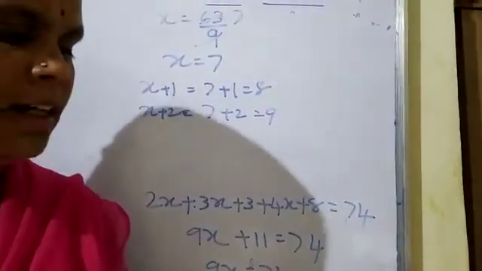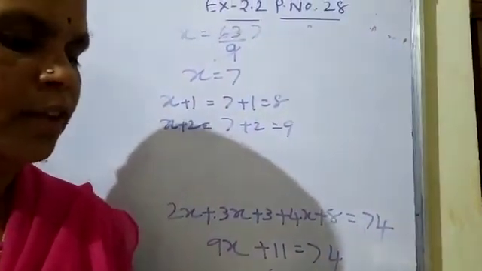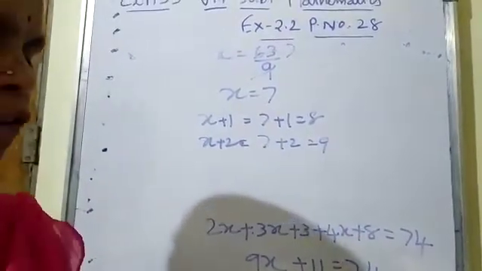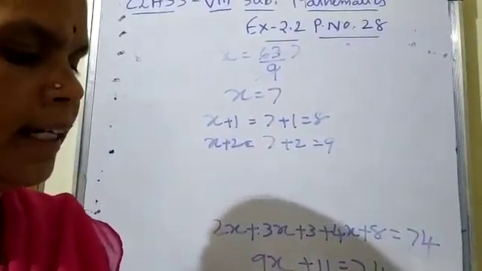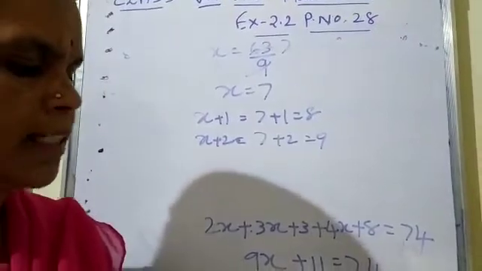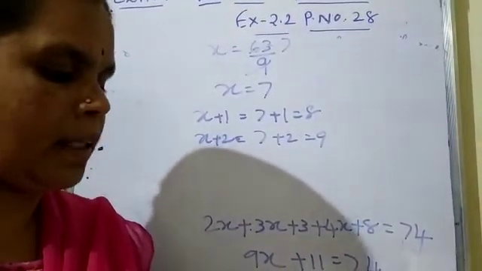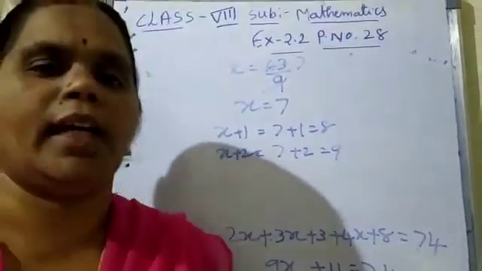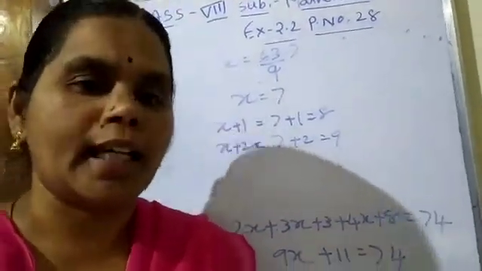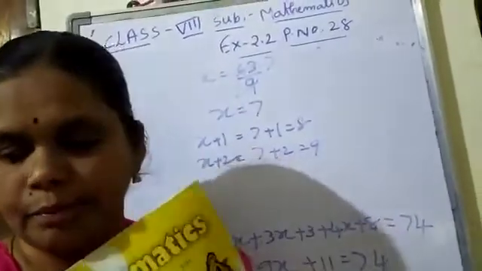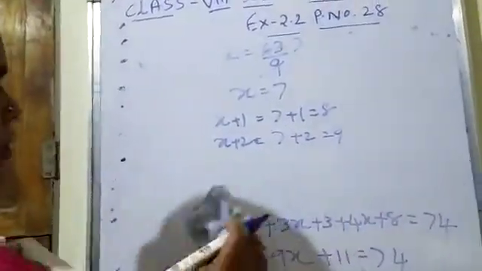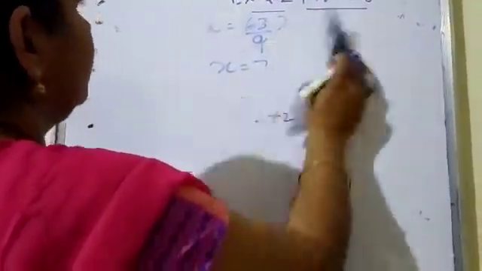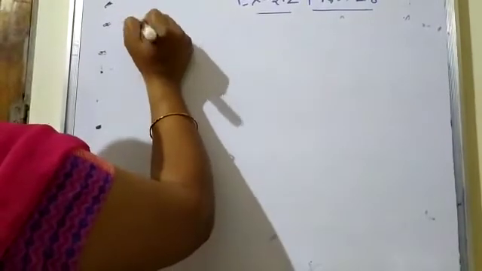Now see children, the ninth one. The ages of Rahul and Heron are in the ratio 5:7. 4 years later, the sum of their ages will be 56. Find their present ages. Now see children, we don't know the ages, but here we have been given the ratio. So let the ages be x.